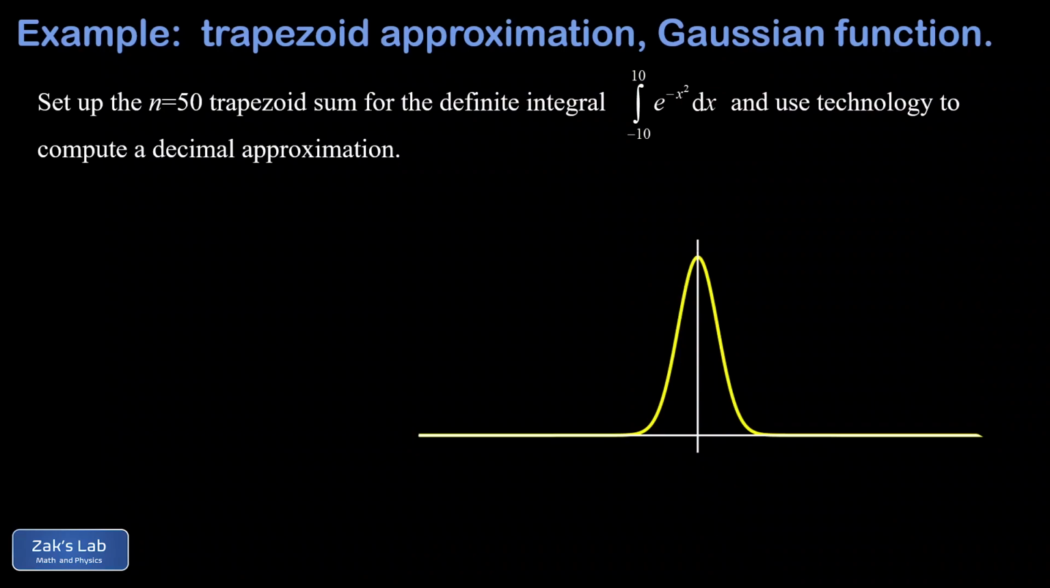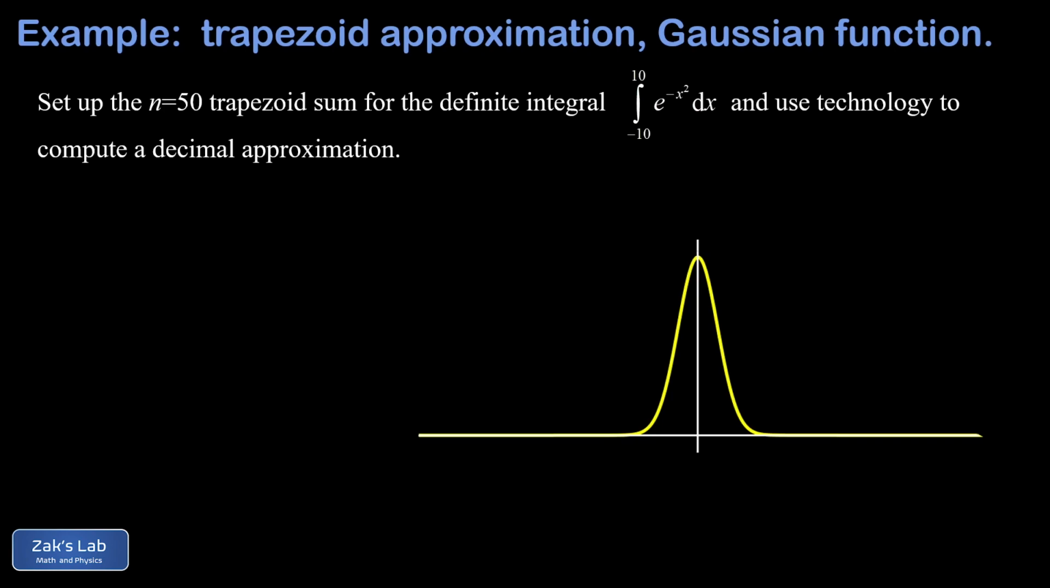In this video, we're computing a trapezoid approximation to the integral from -10 to 10 of e to the negative x squared dx. So this is our basic Gaussian curve, and that function e to the negative x squared has no analytic antiderivative, which is why we're looking at a numerical approximation of this integral.